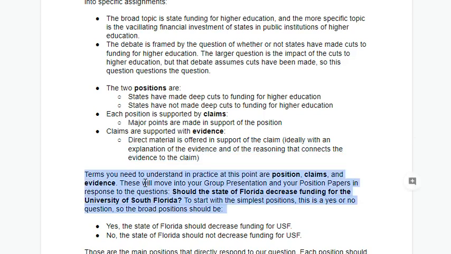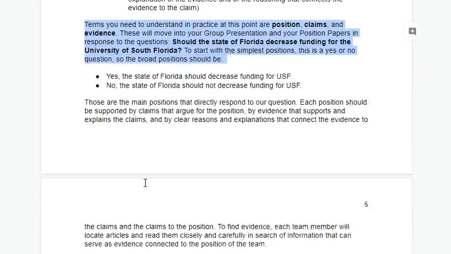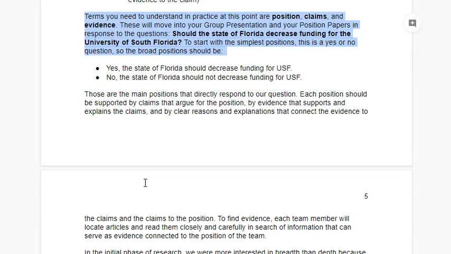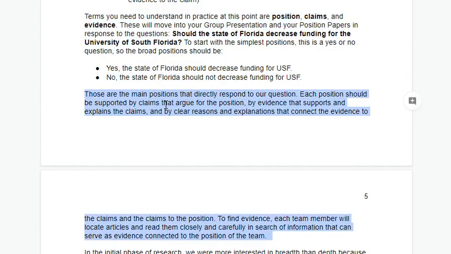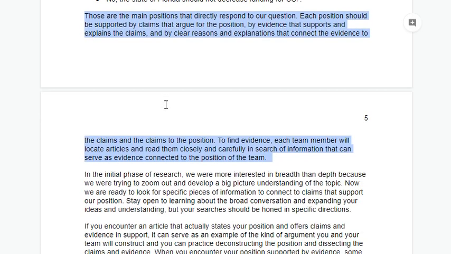Terms you will need to understand and practice at this point are position, claims, and evidence. These will move into your group presentation and your position papers in response to the question: should the state of Florida decrease funding for the University of South Florida? To start with the simplest positions, this is a yes or no question. So the broad position should be: yes, the state of Florida should decrease funding for USF. Or no, the state of Florida should not decrease funding for USF. Those are the main positions that directly respond to our question.